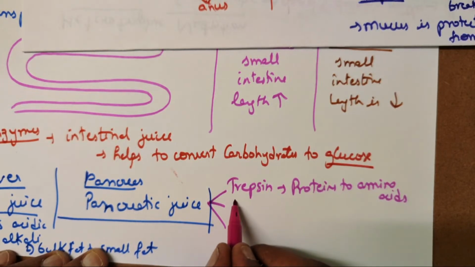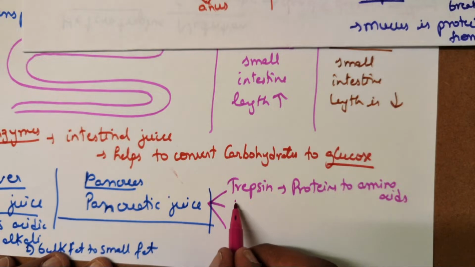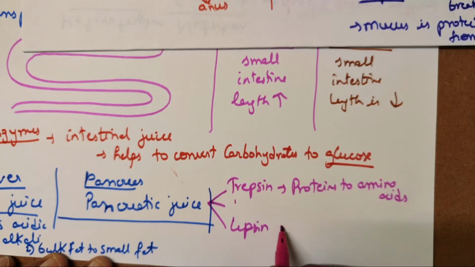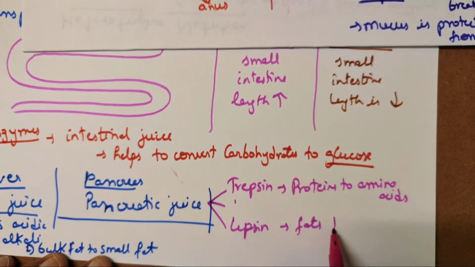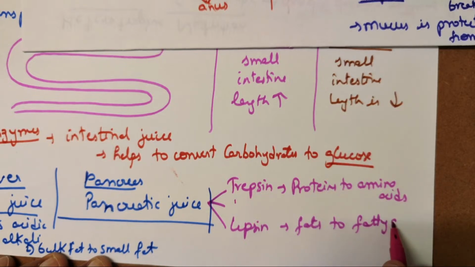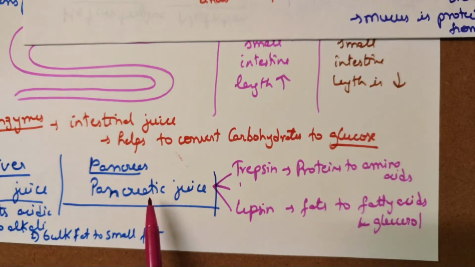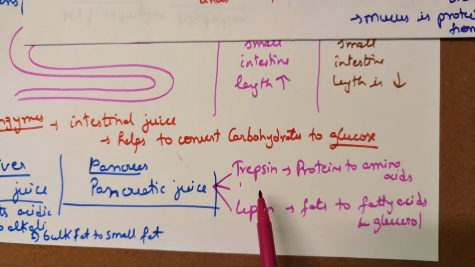Then the other enzyme converts fats to fatty acids and glycerol. The pancreas is also important for the creation of hormones, but we will study that in other chapters. Pancreatic juice produces multiple enzymes, but here we're studying two, which are trypsin and lepsin. Trypsin converts proteins to amino acids, and lepsin acts on fats to prepare fatty acids and glycerol. So all conversions have been done.